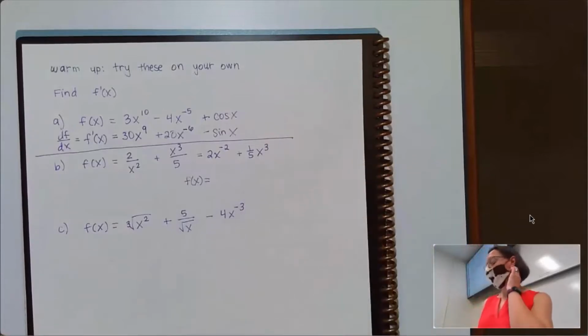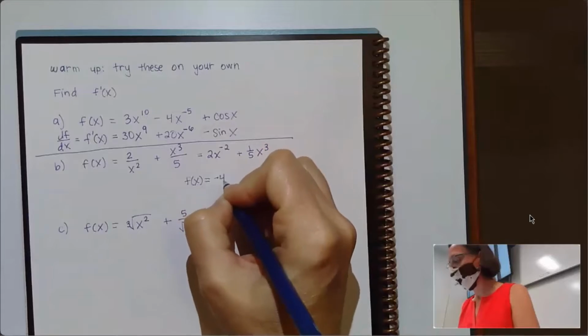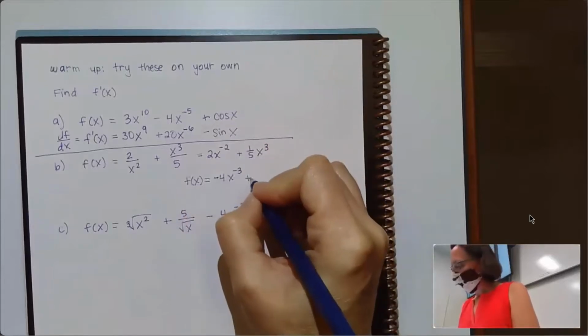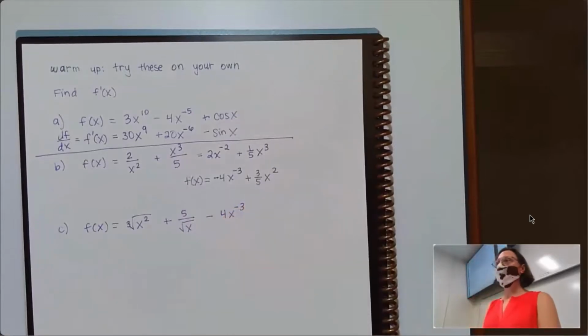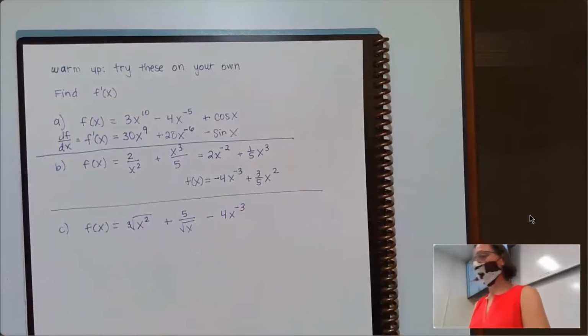I can save myself from quotient rule. If you did it with quotient rule, that's totally fine. You should get the same answer in the end. It just might not look exactly the same. But it's a lot faster for most students to just go ahead and use the power rule.